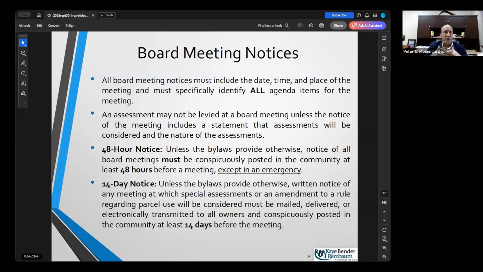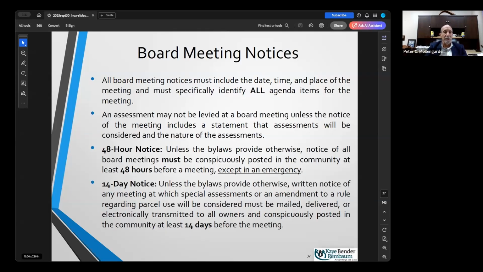Now, if you're going to do an assessment levied at that meeting, whether it's a budget or a special assessment, the notice of the meeting must include a statement that assessments will be considered and the nature of the assessment. Now, most meeting notices are a 48-hour notice. So unless the bylaws provide otherwise, notice of all board meetings must be conspicuously posted in the community at least 48 hours before a meeting, except in an emergency. And by the way, that's a bona fide emergency. That's not just some kind of made up, we're going to use the word emergency. It means a bona fide emergency under emergency conditions.